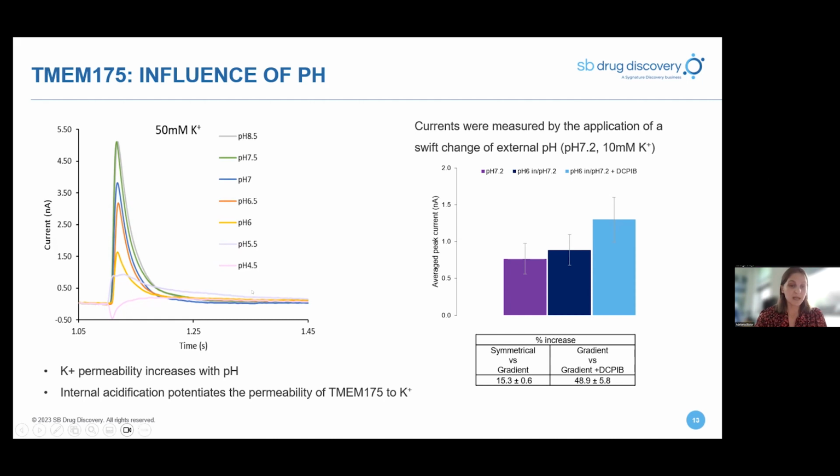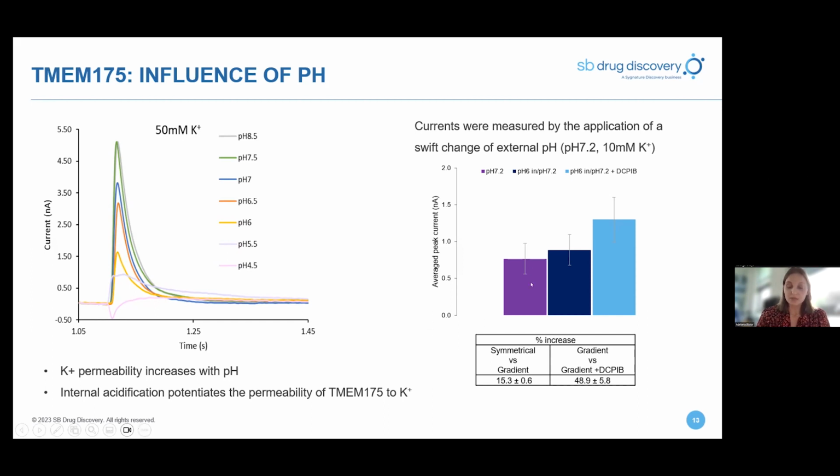So having this in mind, we also wanted to see what the native environment of the liposome would look like on SURFE2R. So for that, we internally acidified the inside of the liposome and applied a swift change of external pH. And with that, we observed that internal acidification potentiates the permeability of TMM175 to potassium. So here we have the average peak currents adjusted with untransfected currents for the pH 7.2 at 10 millimolar potassium.